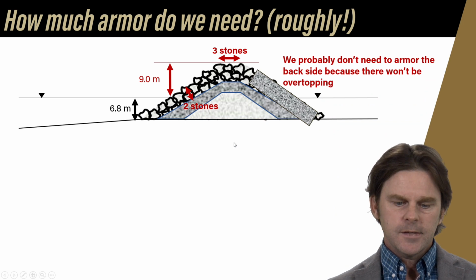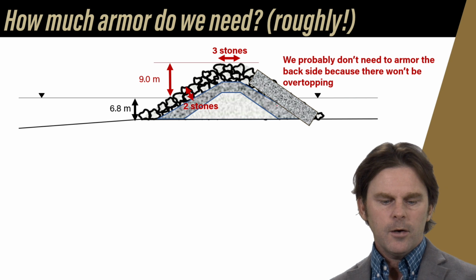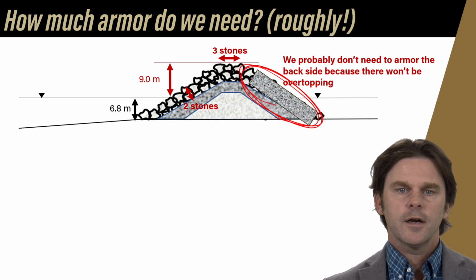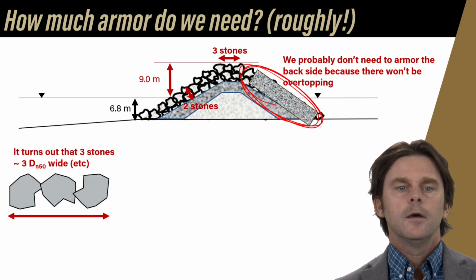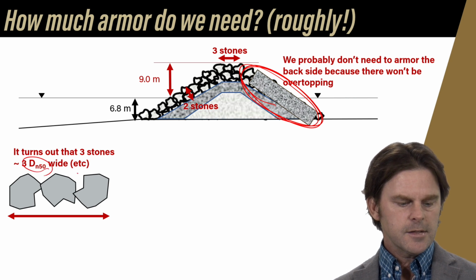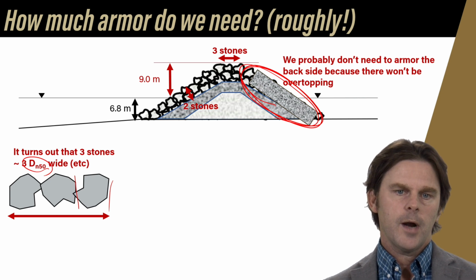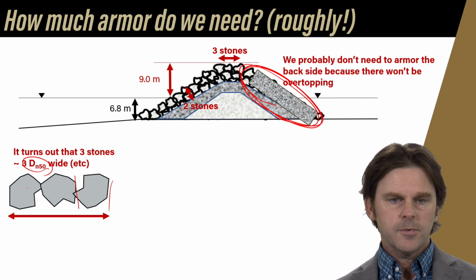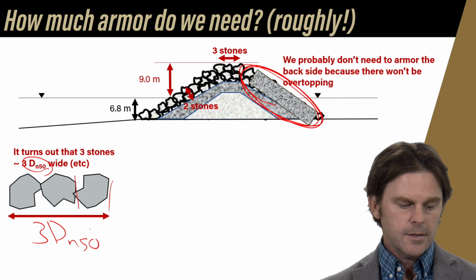One other thing, we could estimate how much armor we need. So if we are not doing any overtopping at all, we probably don't need armor on the backside of the breakwater, okay? So I just kind of covered that up. And this is just a quick and dirty estimate of how much armor we need. How would we do this? Well, it turns out that the Dn50 is a good estimate of the amount of space that a single rock takes up when it's aligned with other rocks. What I mean by that is that if you had 3 rocks stacked carefully next to each other, it would be roughly 3 Dn50 long, and so on, right?